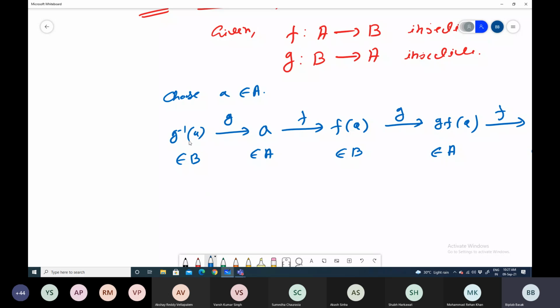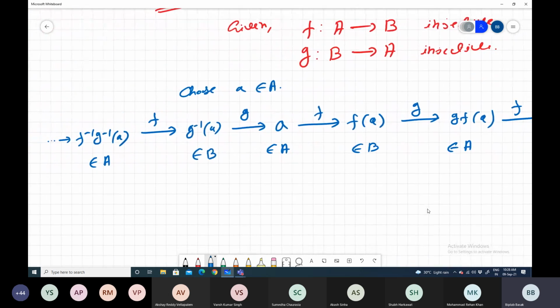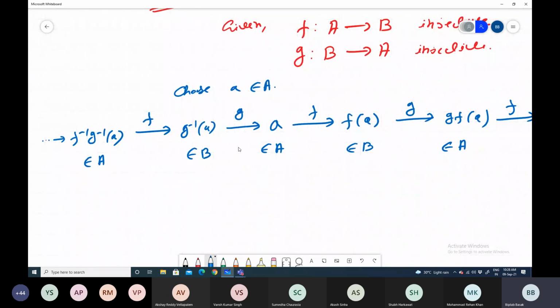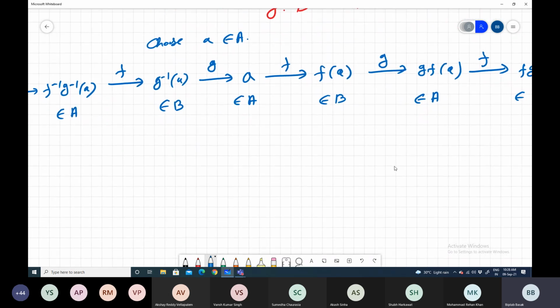Similarly, this is in B. Now again, if we apply F here, then that will be F inverse of G inverse of a, and so on. Ultimately we are getting an infinite sequence in this way, but we don't know whether at the left it will stop somewhere or be an infinite sequence. So we will give some remarks here.